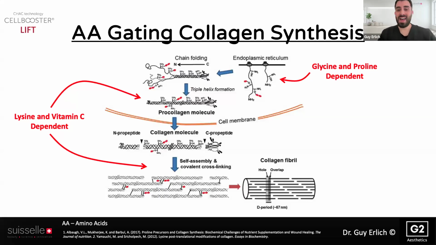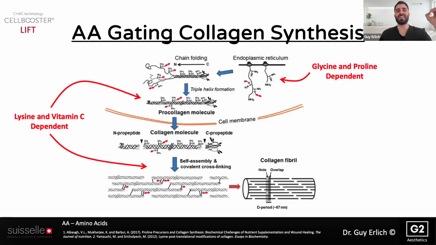Similarly, Cell Booster Lift contains other regulators like glycine and proline, which regulate endoplasmic reticulum synthesis of collagen, and lysine and vitamin C, which regulate the exocytosis and the assembly and cross-linking of collagen. Again, not only synthesis, regulation. The problem with aging is regulation. So if you want to regulate, you need to add regulators like glycine, lysine, proline, vitamin C, and arginine. So with Cell Booster Lift, you have all of them in one product.